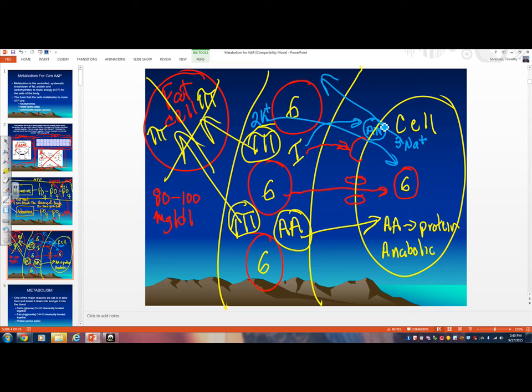Another function of insulin is that it decreases cholesterol production by the liver.